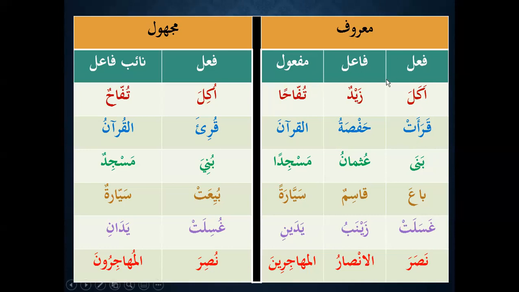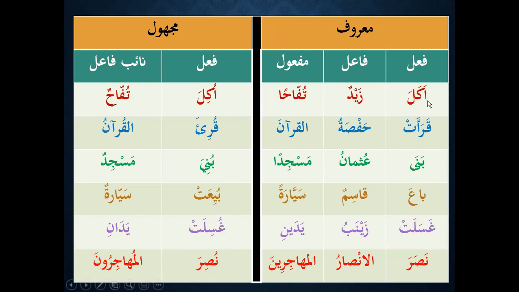Then akala Zaidun, so Zaid ate, tufahan, apple. So you want to make it into majhool. See, the scale of majhool is always the same: ukila, quri'a, buniya, buji'a, ghusila, nusira. You may ask, why am I not reading ta there? Because ta is a sign of femininity. I'm just not focusing on that as yet because it doesn't make any difference, whether it's male or female. It's only the gender which is changing. The rule remains the same.